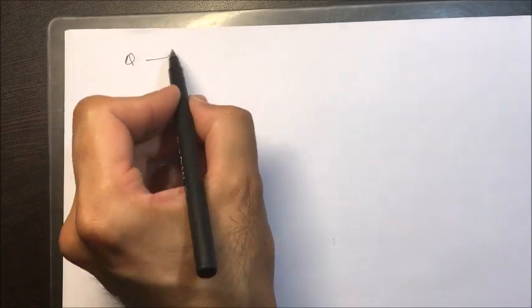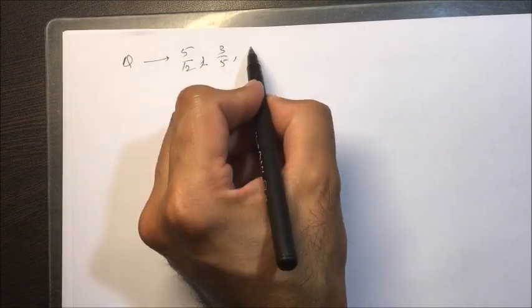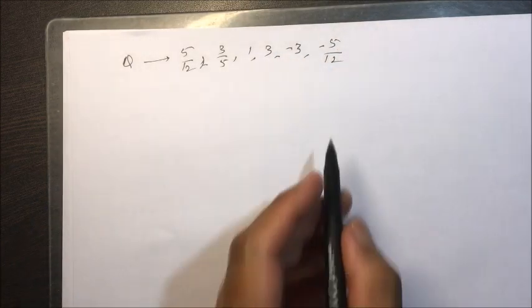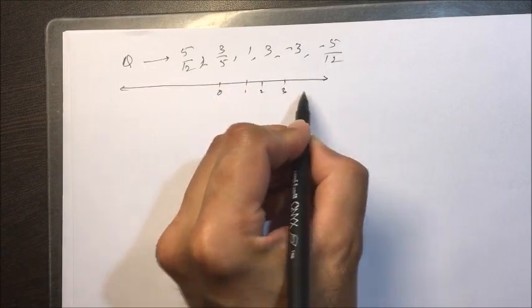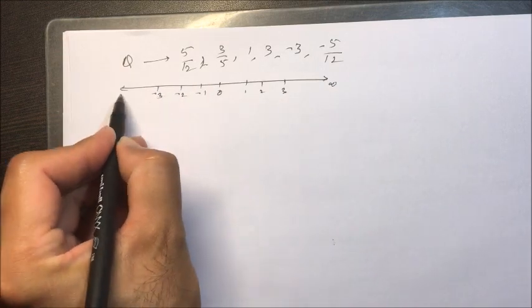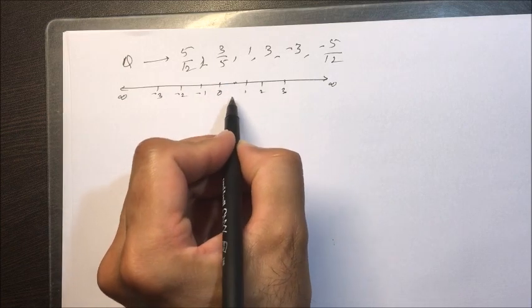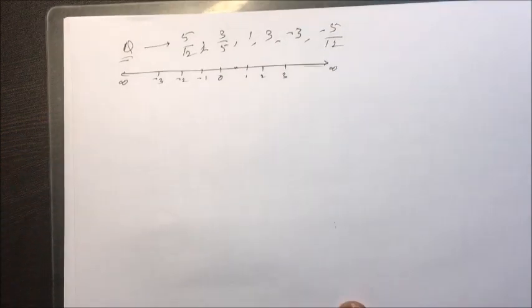So rational numbers, we denote them with Q. Rational numbers can be 5 upon 12, 3 upon 5, 1, 3, minus 3, minus 5 upon 12. These all are rational numbers. On the number line 0, 1, 2, 3 up to infinity, minus 1, minus 2, minus 3 up to infinity, any number lying on it, for example here 0.5, 1 by 2, all these numbers are rational numbers lying on this number line.